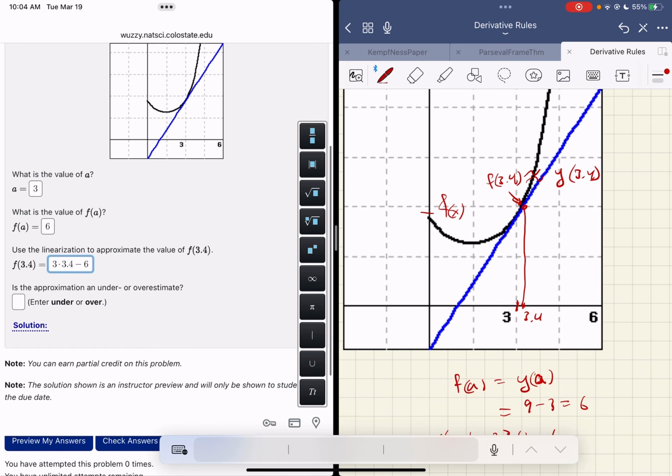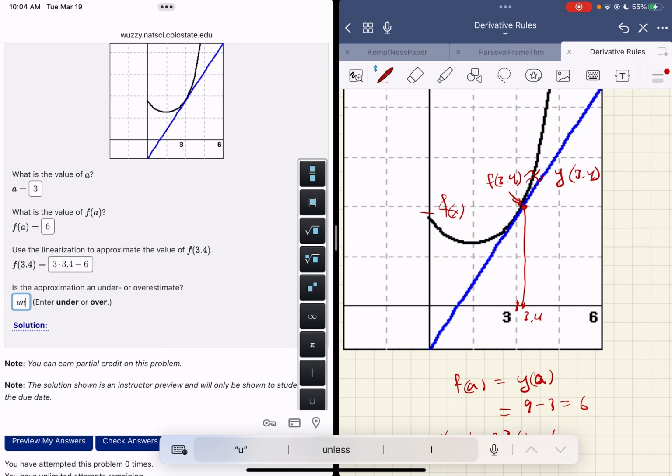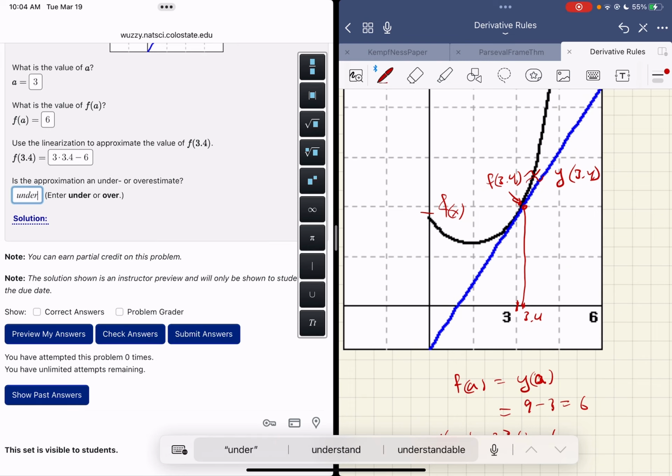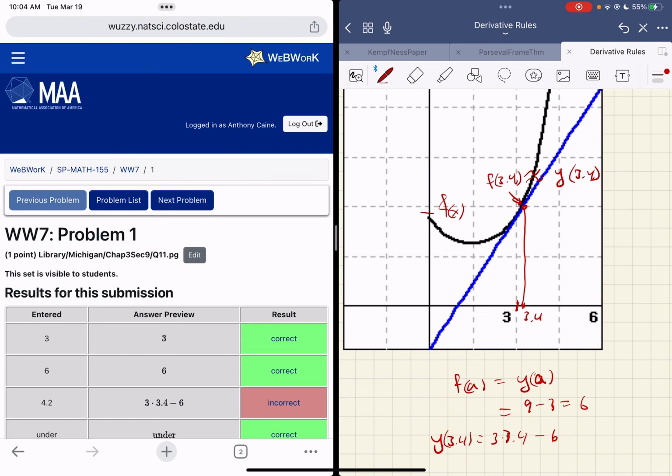Is it an over or under approximation? Because the blue curve is below the black curve, we are an under approximation. So under, which we might have to do in text mode, which is this button. Let me try that again. Hit text mode, under, yes, there we go. Let's go ahead and submit.